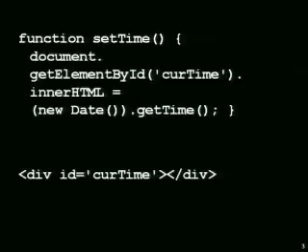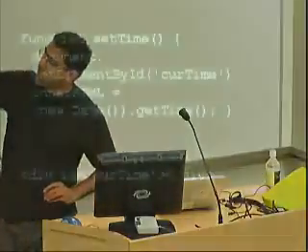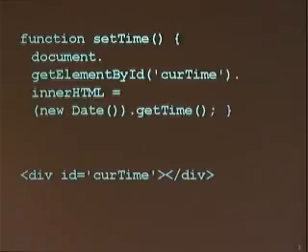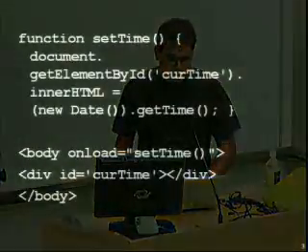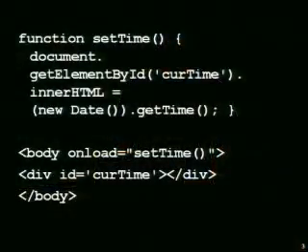I have a function that sets the time by going into the div. You see it says getElementById current time. So it's finding that spot on the web page, and then into that spot on the web page it's inserting the current time. Okay? And I have to also tell JavaScript that I want to run this. So in my body tag I say here's the thing that I want you to run on load, which is set time. All that make perfect sense?